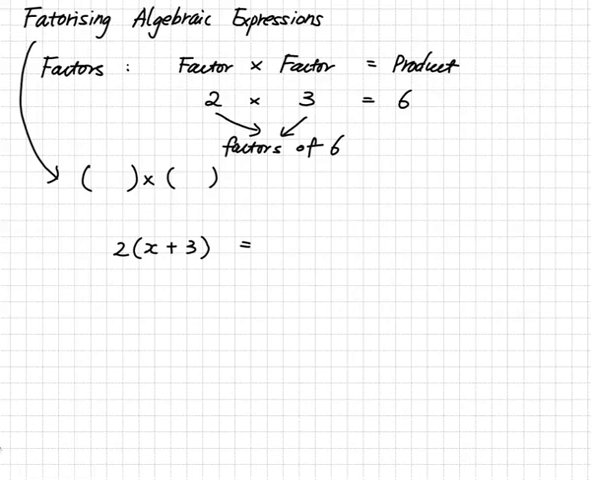2 times bracket x plus 3. We actually learned how to expand this one from the previous video. That will give us 2x plus 6. So going from 2 times a bracket to 2x plus 6, we call this process expanding. The reverse process, from 2x plus 6 reaching 2 times the bracket, is called factorizing.